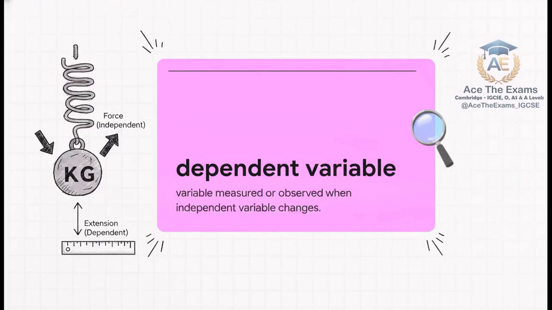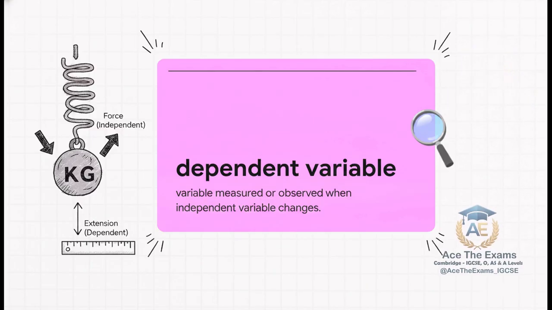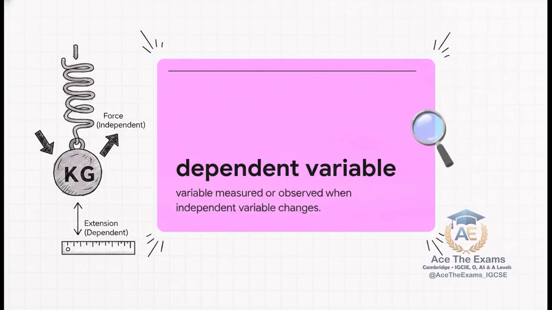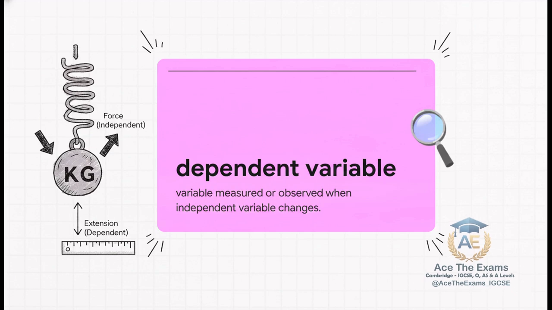Which brings us right to the reaction. The dependent variable is simply what you measure or observe when that independent variable is changed. It's purely a reaction. You add the force, that's independent. The spring extends in response. That's dependent. It really is that simple. But identifying these two properly allows you to definitively prove which factor is affecting the other.